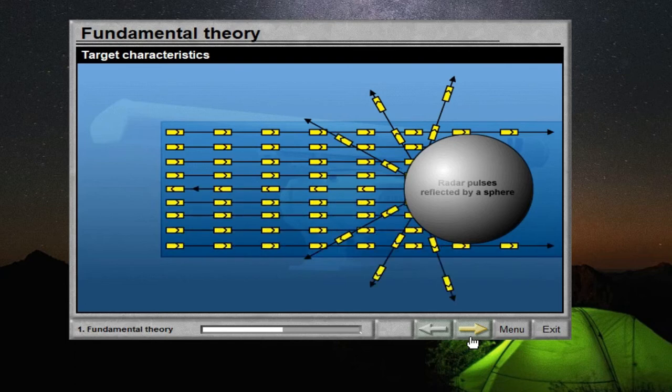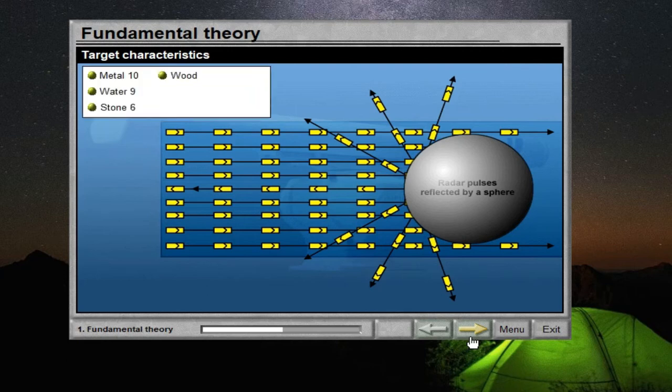The reflecting power of metal and water is higher than that of stone, wood, and ice. If, for example, the detection range of a target of metal is 10 nautical miles, then the range of a target with the same size and shape, but made of stone, is approximately 6, of water 9, and ice or wood approximately 5.